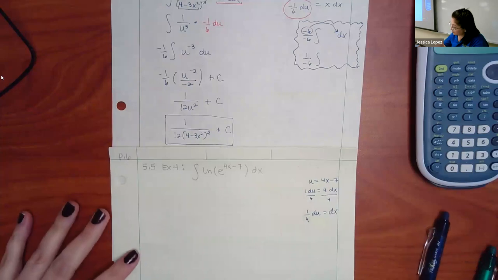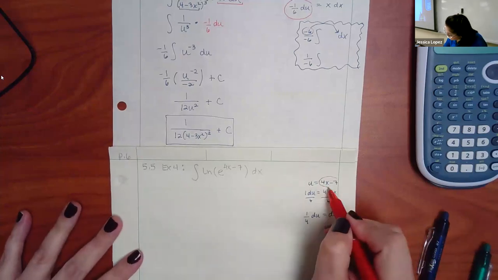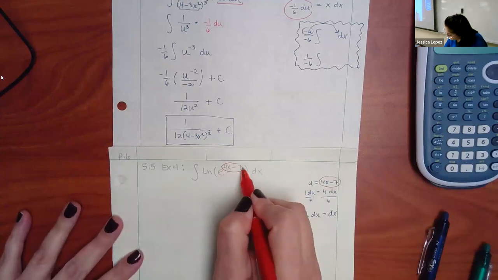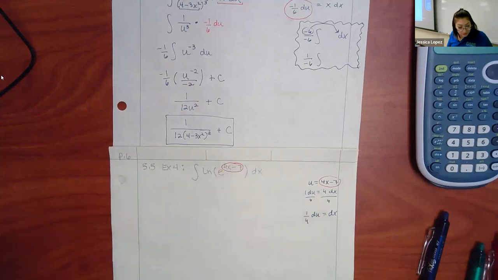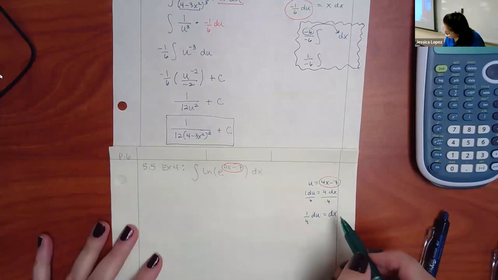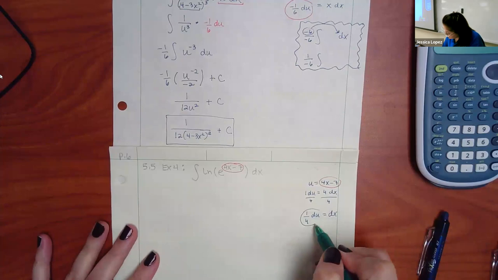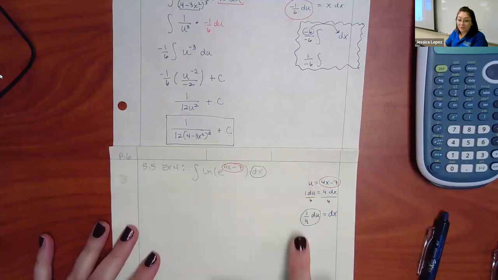So, okay, u is going to become this. So this part is going to become u. And I wish I had a better color than green because green looks a lot like my blue. But I don't. And then this is going to replace dx. So this stuff is going to now become that.